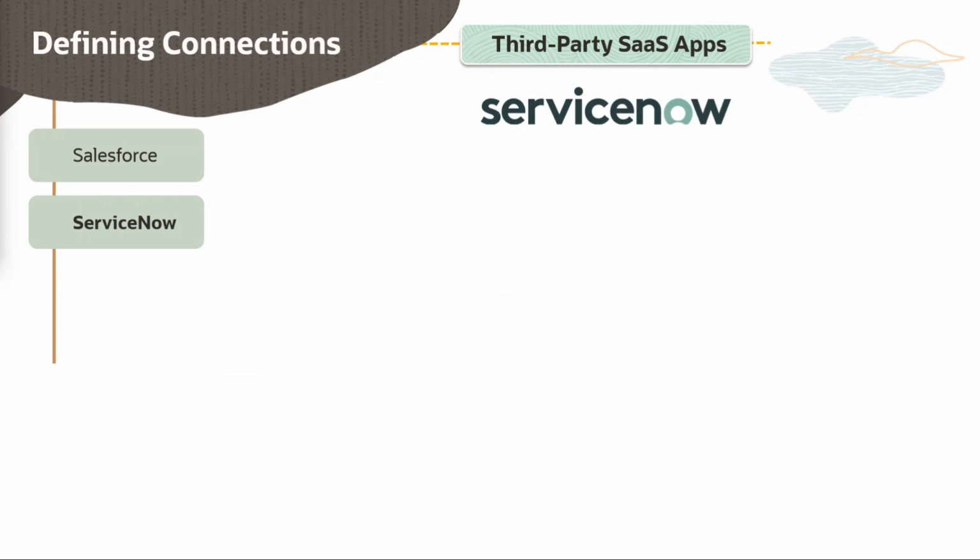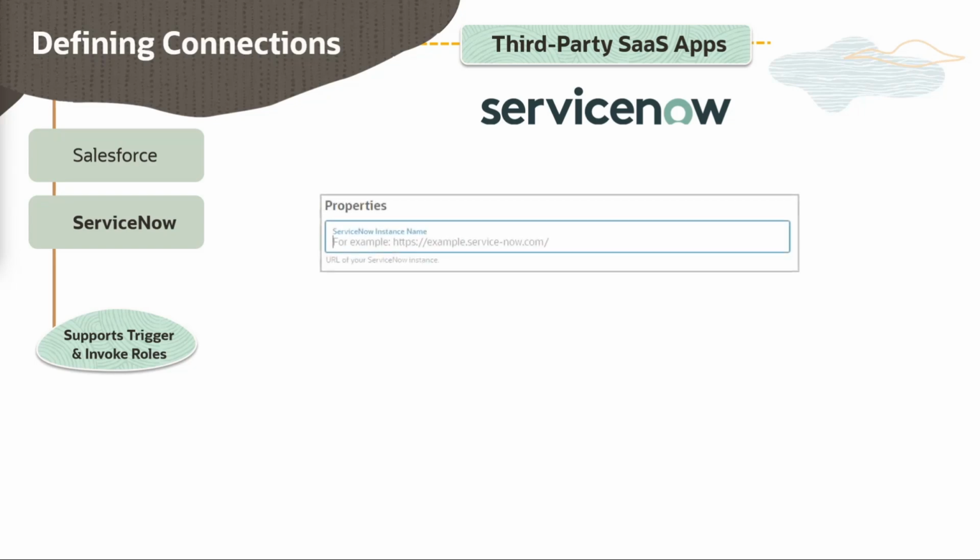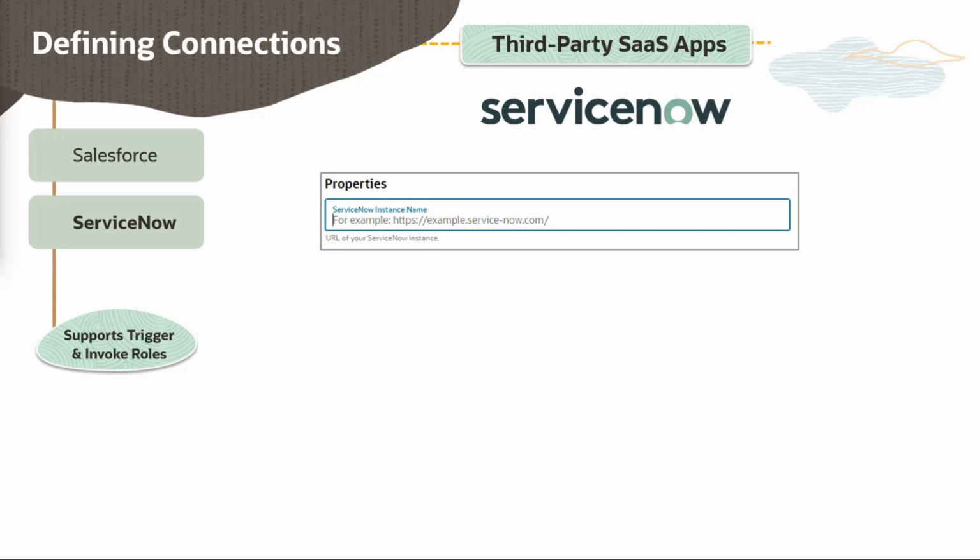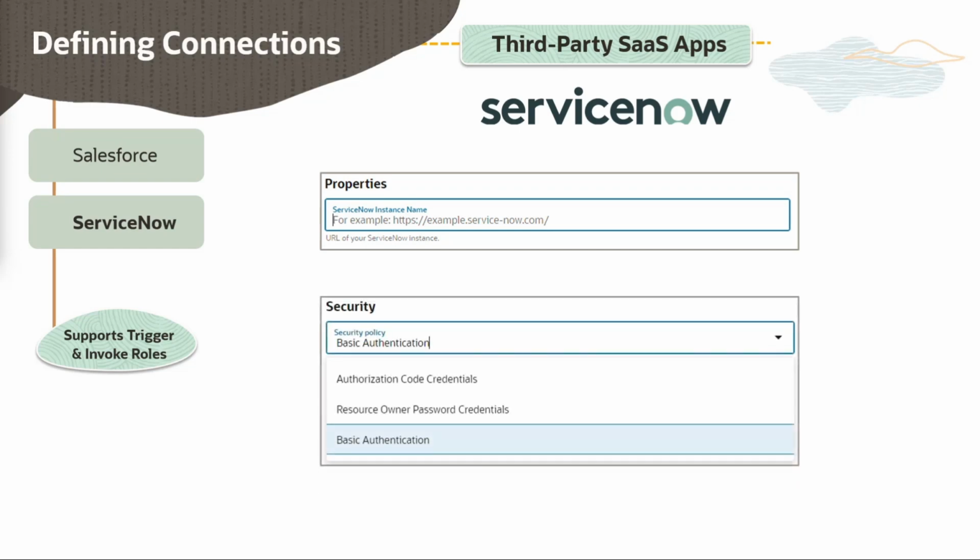For this example, we'll look to define a connection using the ServiceNow adapter, which can also be used in either the invoke or trigger role. The connection property just needs the instance name URL that is received once someone has purchased a ServiceNow subscription. Then for security, similar to Salesforce, you can provide either a username password for basic authentication, or assuming the necessary prerequisite tasks are complete, use the authorization code or resource owner password credential policies.